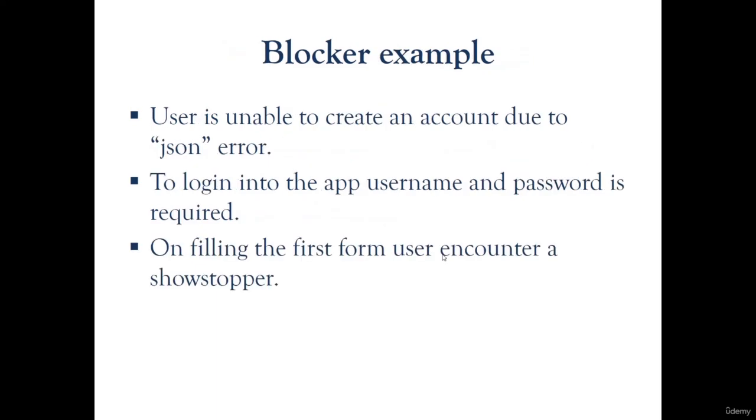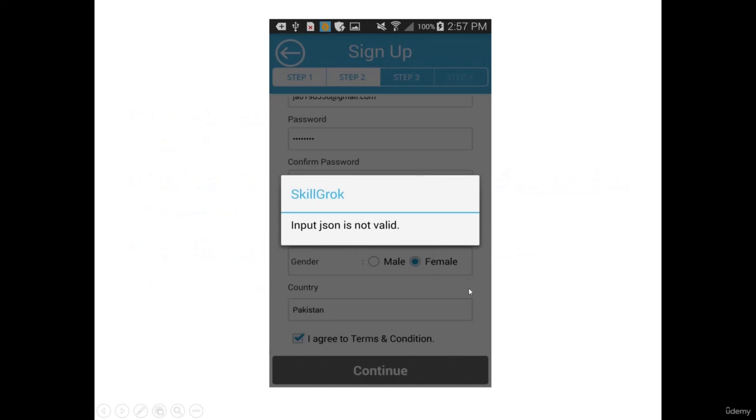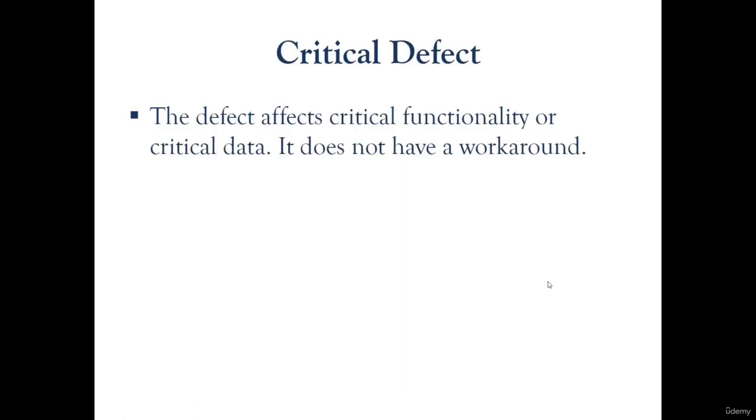Then a blocker example, as you can see, is being unable to create an account due to a JSON error. To log in to the app, a username and password is required. On filling the first form, the user encounters a showstopper. You can see here that you just input, but the input JSON is not valid, so you cannot proceed further. This is a practical example of the blocker, and you can tell your development team that this is a showstopper, and I cannot proceed further with the testing.